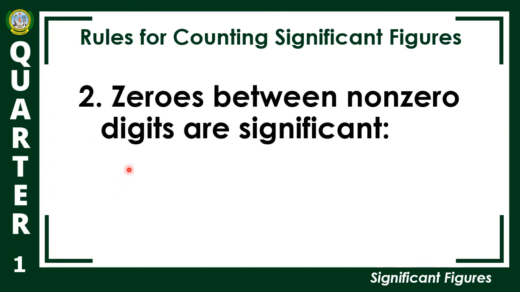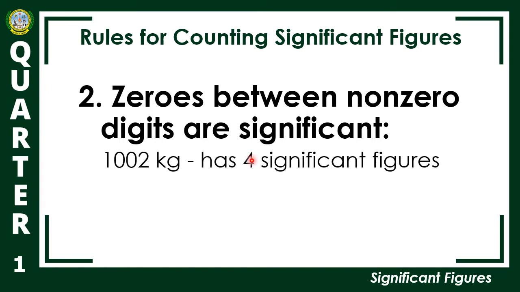Rule number 2. So, zeros naman ang pag-uusapan natin. Zeros between the non-zero digits are significant. Ito po yung mga in-between zeros natin kanina. Okay, yung nasa pagitan ng non-zero. Again, in-between zeros are significant. Meaning, bibilangin po natin siya or isasama natin siya sa bilang along with the non-zero digits. Okay? For example, if we have here 1,002 kilograms, this number or measurement has 4 significant figures.